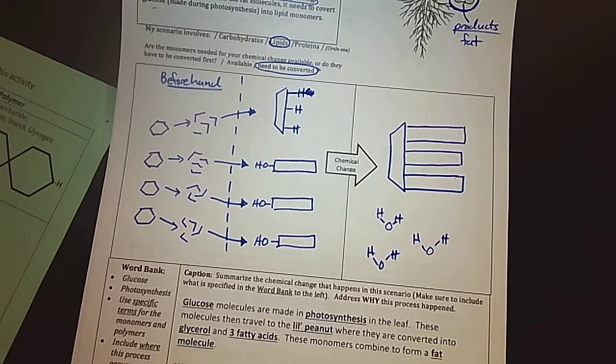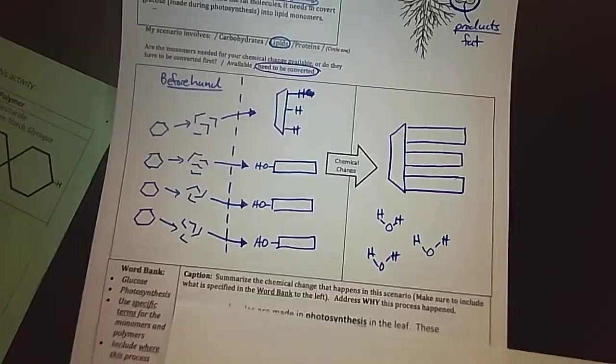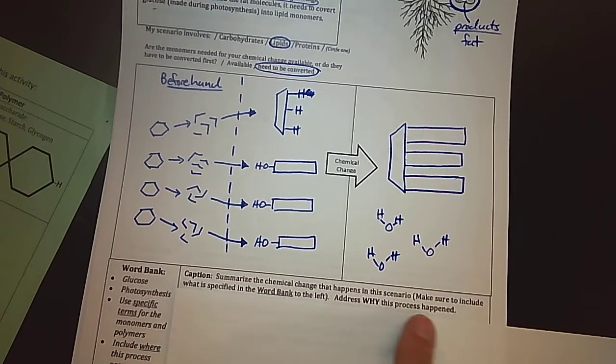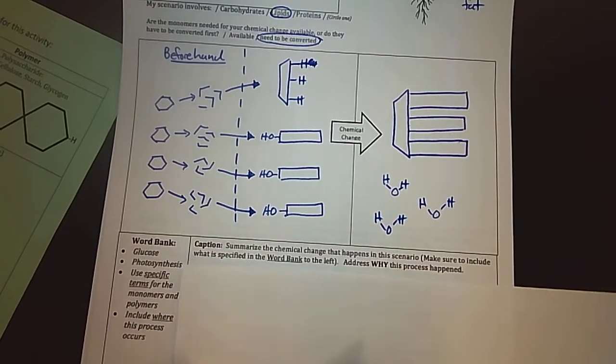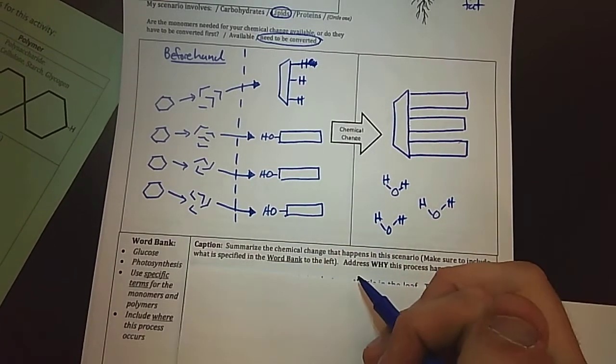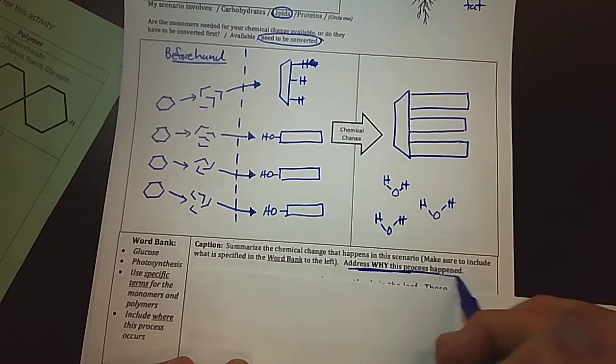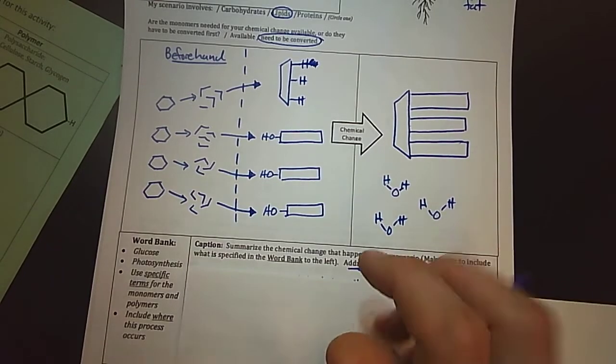Let's block some of it and go in steps. Summarize the chemical change that happens in the scenario. Make sure to include all these words in the word bank, and then most importantly, address why this process happens. Okay.